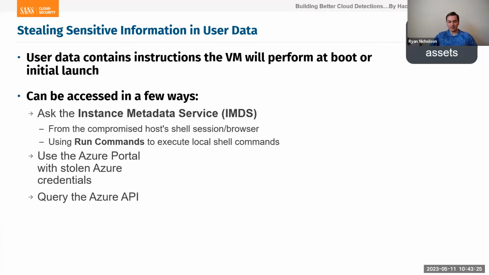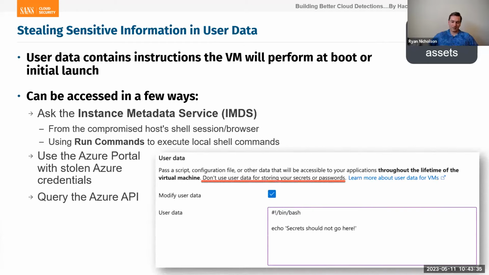You can also use the Azure portal, or you can just query the Azure API with stolen Azure credentials to get access to those user data values, that script. So here's an example of seeing that in the portal itself. In fact, they spell out very clearly, please don't use user data for storing anything sensitive because it's retrievable in those variety of ways which I just mentioned. The portal makes it super easy. You just go to the virtual machine, go to the configuration section, view the user data in its plain text. Super easy.